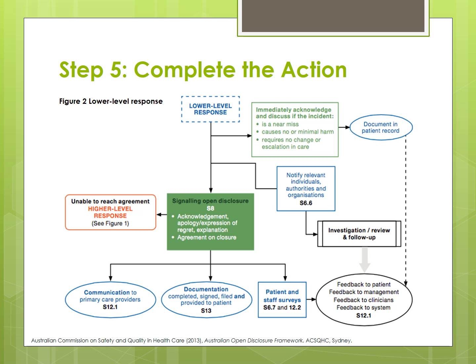Pertinent information from this discussion will be communicated to the primary healthcare providers. All documentation will be filed and provided to the patient. The patient and staff should be surveyed to assist with improving the open disclosure process in the future. Actions to prevent future events should be implemented.